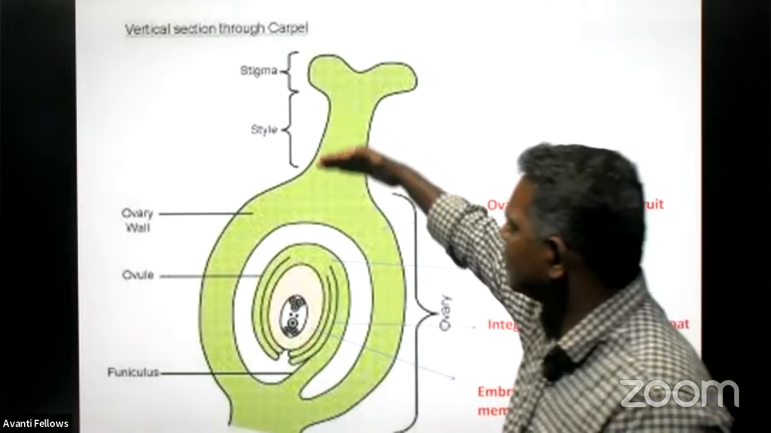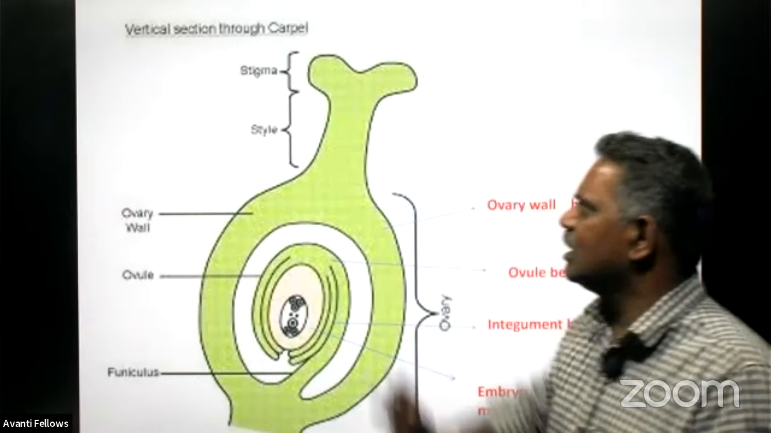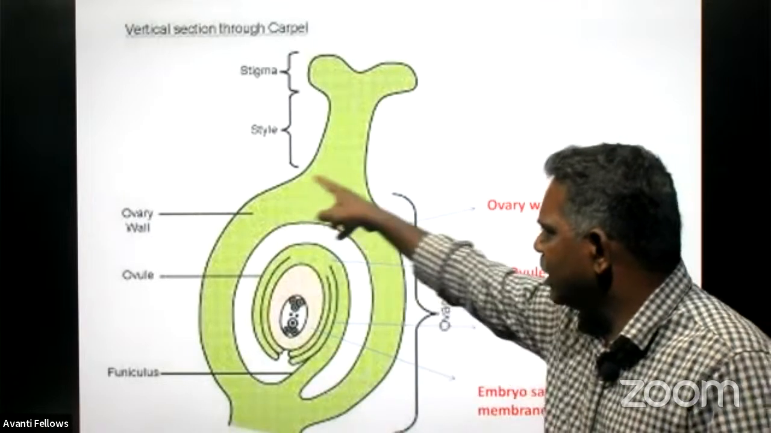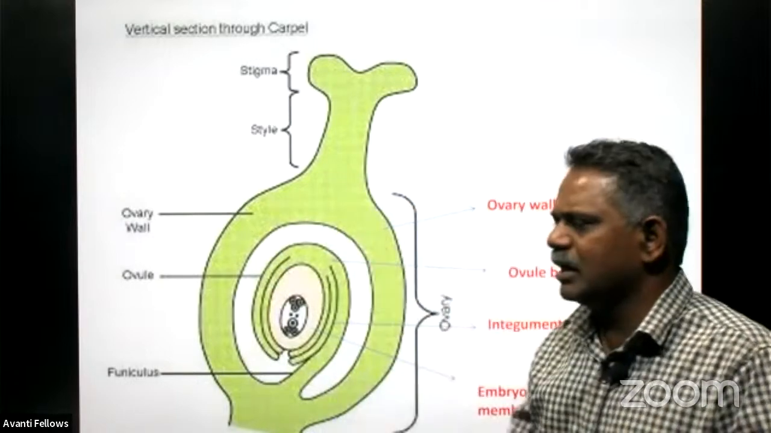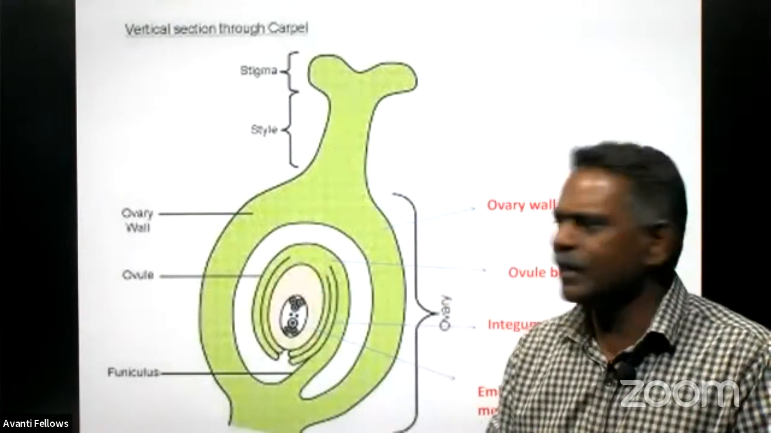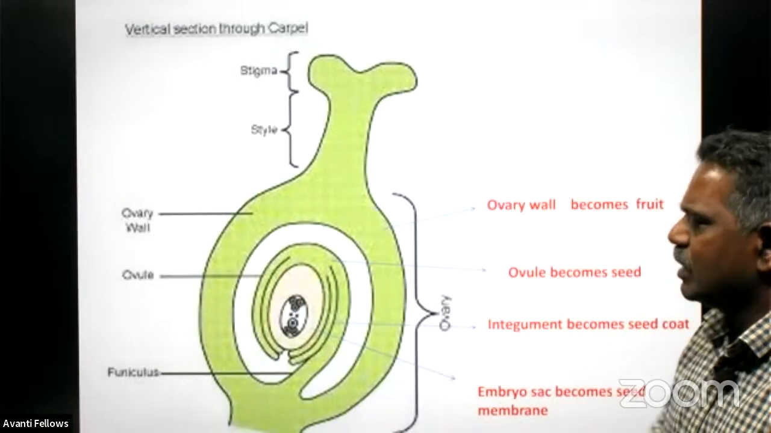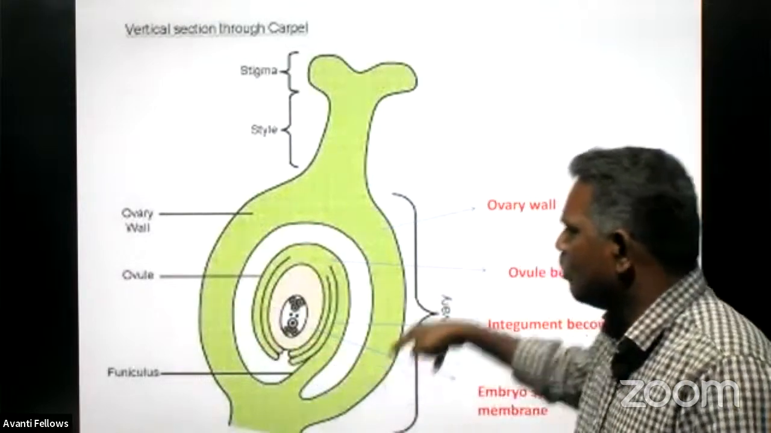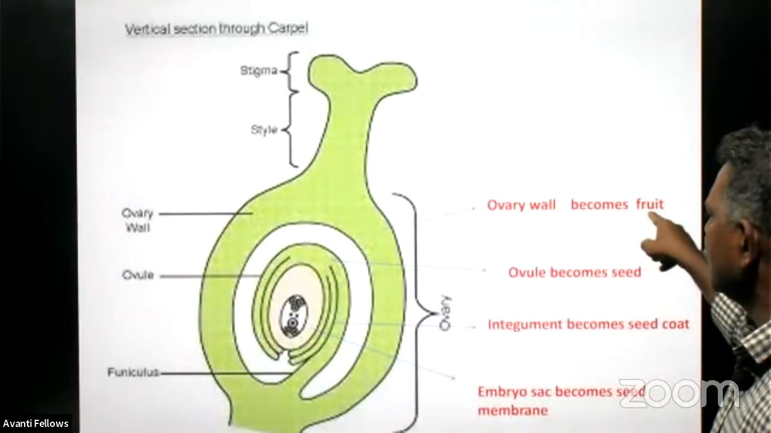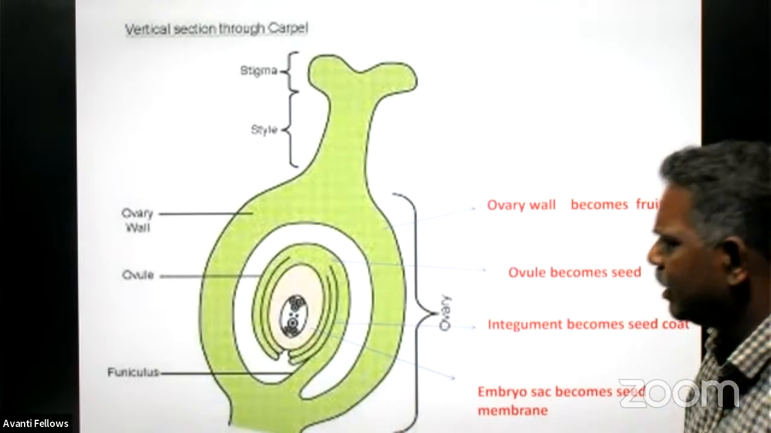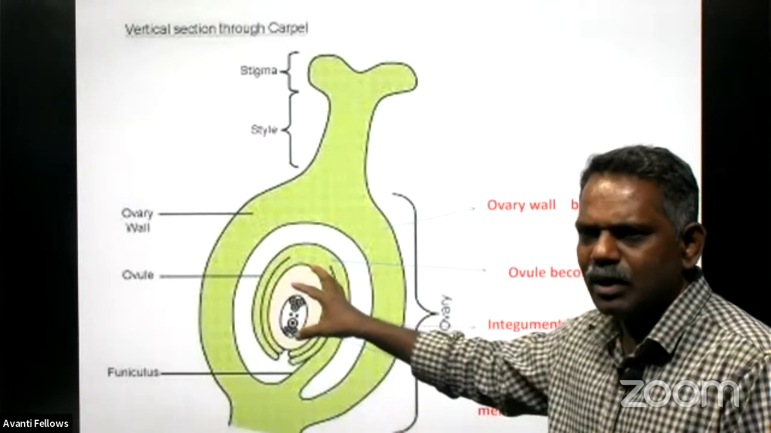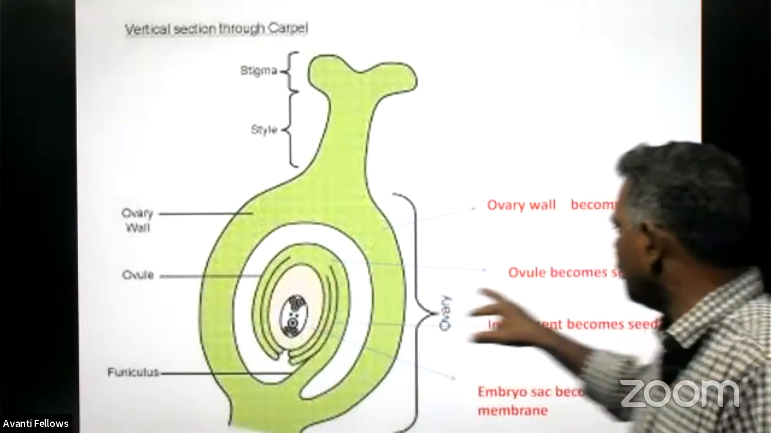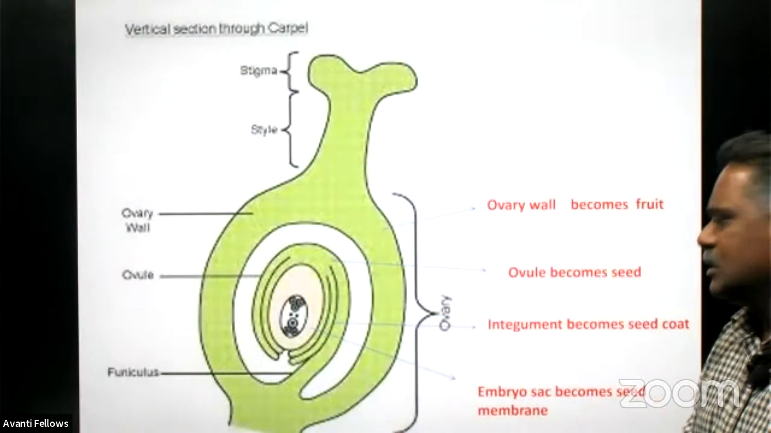So all these things, the stigma and style, do not have any significance after fertilization. That area gets disintegrated, and the ovary remains attached to the plant permanently, right? After a period of development, the ovary gets thickened, becomes more fleshy, and develops to become the fruit. Many ovules will normally be there in one ovary. After double fertilization, every ovule develops to become the seed.